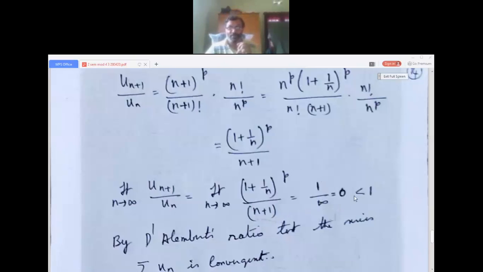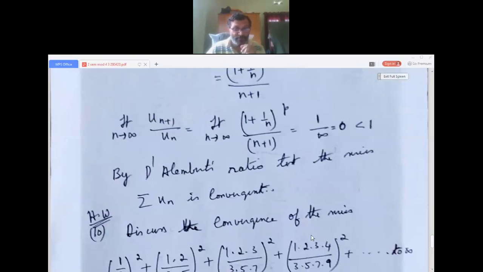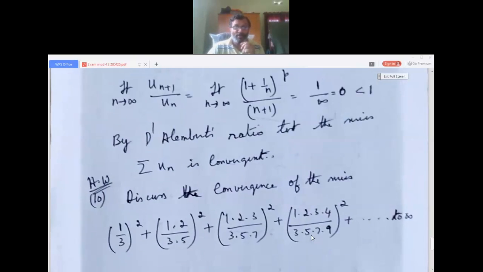So 1 by infinity is 0, and 0 is less than 1. So by D'Alembert's ratio test, the series sigma u_n is convergent, because less than 1 means convergent. Limit n tends to infinity, u_{n+1} by u_n: if it is less than 1, by D'Alembert's ratio test, the series is convergent. If it is greater than 1, the series is divergent, and if it is equal to 1, it is not defined. So one problem I have given for assignment: discuss the convergence of the series.